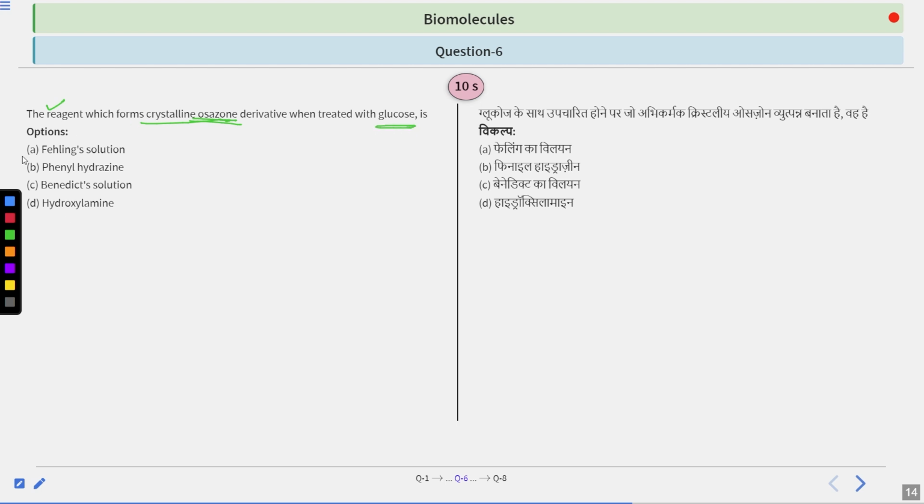The options are Fehling solution, phenylhydrazine, Benedict solution, or hydroxylamine. You have 10 seconds to think about this question. After that, we will see the answer.